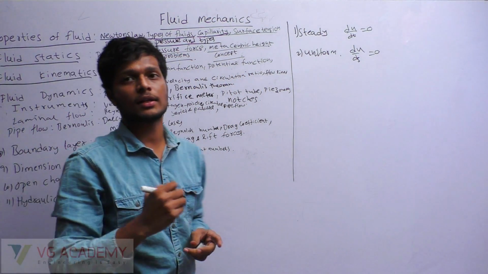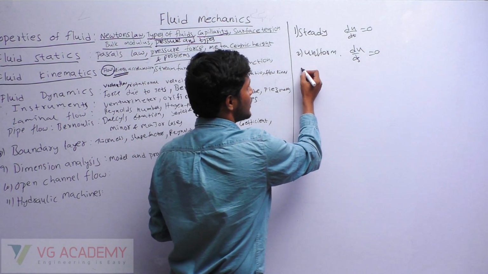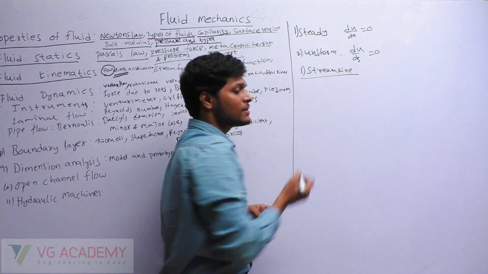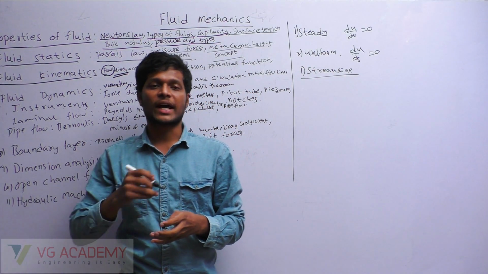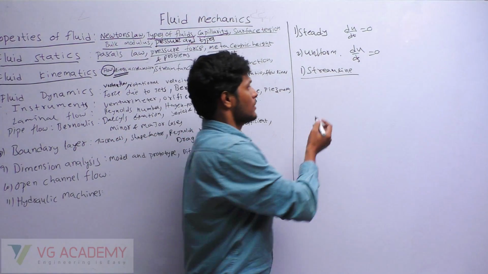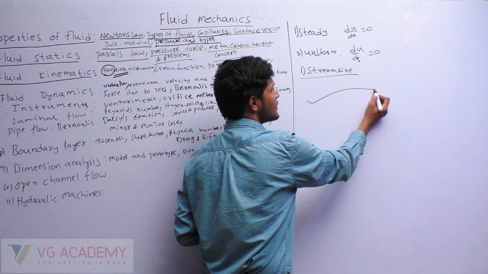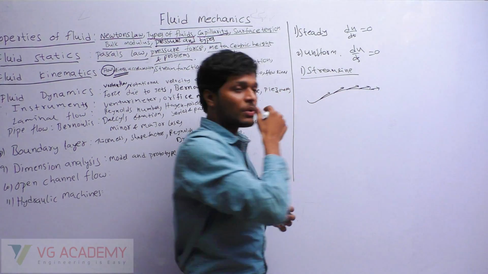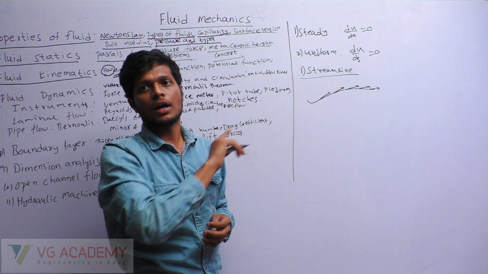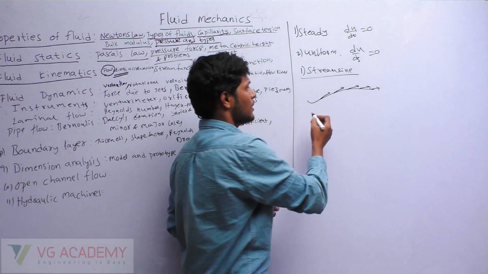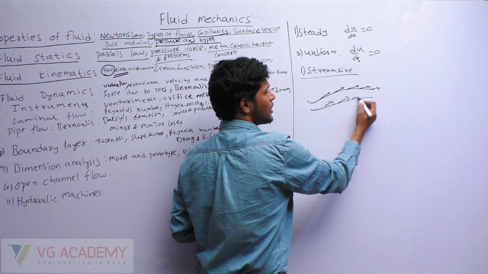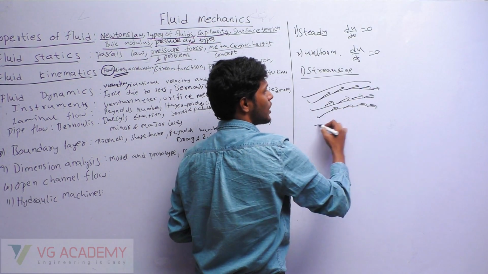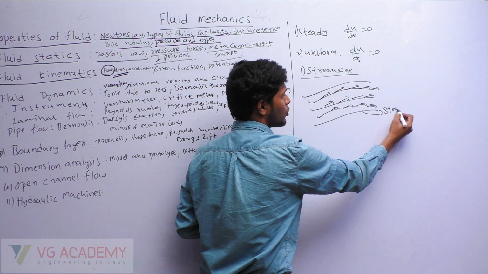Next, lines. What are the different lines we have? First one, streamline. What is a streamline? A line that represents the direction of velocity of a fluid. Suppose I draw a line like this, it means that at every point wherever I draw a tangent, this tangent will give me the velocity direction of the fluid. That is called streamline. If I represent all the streamlines of a fluid, then whatever shape I get, that is called a stream tube.